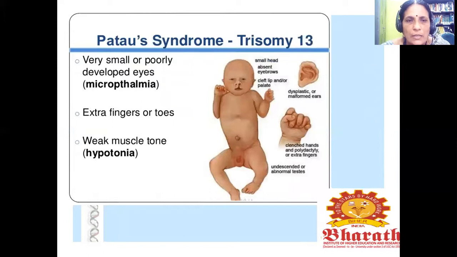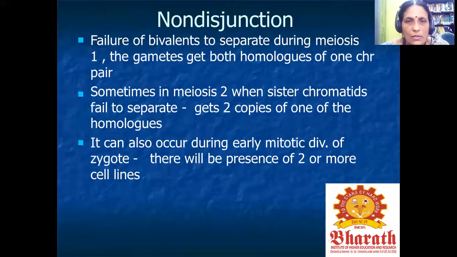You see the picture of Patau syndrome, trisomy 13: very small or poorly developed eyes, which we call microphthalmia. Extra fingers or toes, and weak muscle tone, which we call hypotonia. They have a small head, absent eyebrows, cleft lip or palate, dysplastic or malformed ears, clenched hands and polydactyly, or extra fingers, and undescended or abnormal testes. This is the case of Patau syndrome.